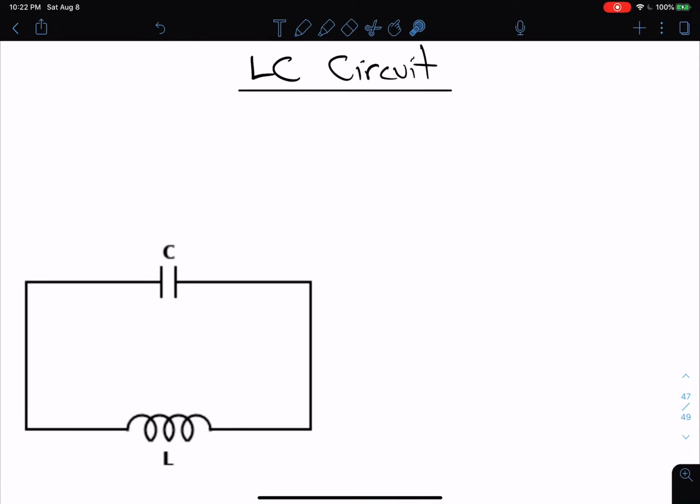Let's talk about the LC circuit. This is a circuit that just has a capacitor and an inductor. There's no battery or resistor or anything else, just those two. And once you close the circuit, then current can flow. So the capacitor is charged to begin with.